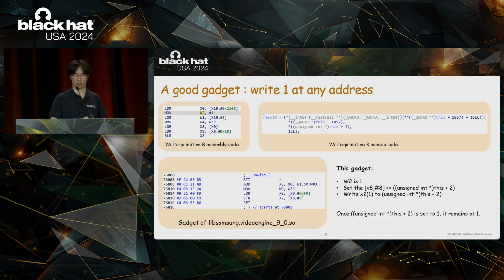Also, after some reverse engineering, we discovered a useful gadget on the lower left. When using the right primitive b, x2 is set to 1. And as a result, when we enter the gadget with x8 register under our control, we can write to an arbitrary address with the value 1. In our case, we set the target address to this +2.